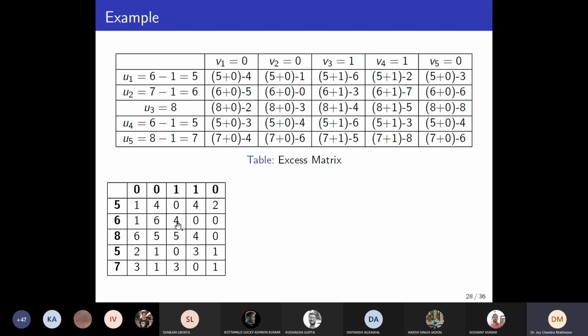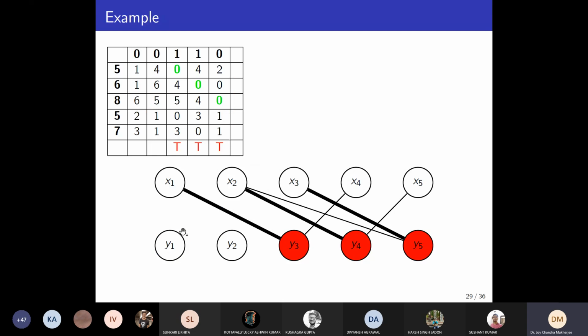Now I copy this matrix in the next slide, and I see that in the earlier equality subgraph, I had these 5 edges. Okay, so x2 y5 was not there, but all five edges are there from the last iteration. This x2 y5 is newly introduced, but even if it is introduced, the size of the matching is 3 and it has not yet increased.